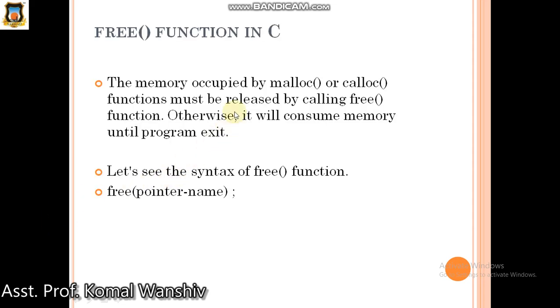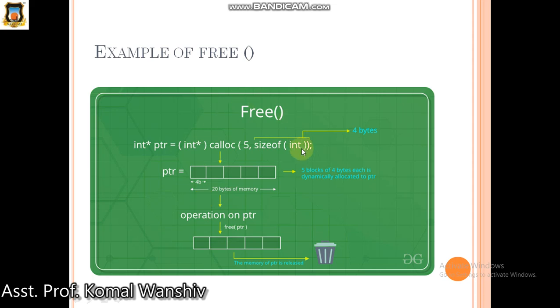Next function is the free function. The free function is used to deallocate the memory which is occupied by the malloc, calloc and realloc functions. So by using the free function, we can deallocate the memory. Otherwise, it will consume memory until the program exits. See the syntax of the free function: free in brackets pointer name.